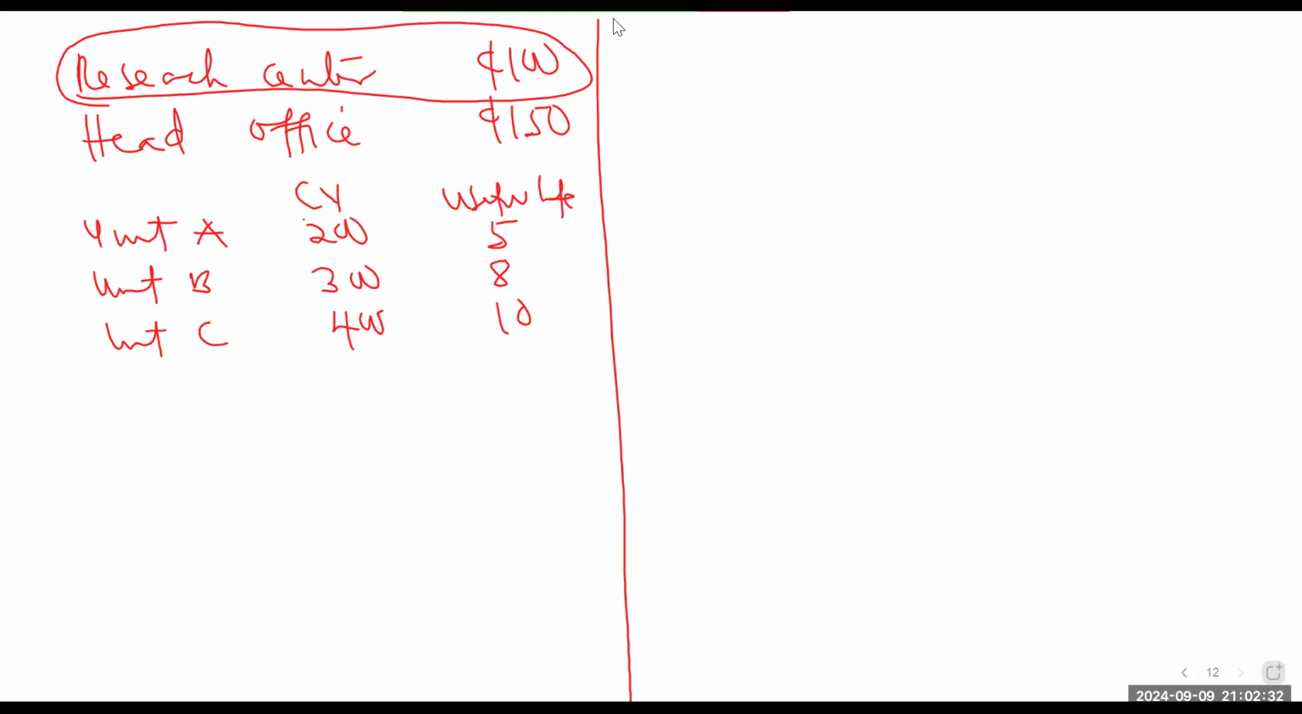Their current values. If you are doing that, you are being unfair to them, because the 200 over here is for 5 years. This 300 over here is for 8 years. 400 is for 10 years. So you can see that the unit C will be using the asset more than them. So if you are using their carrying value to share it, it is what?